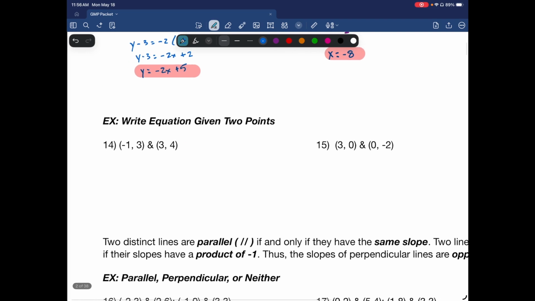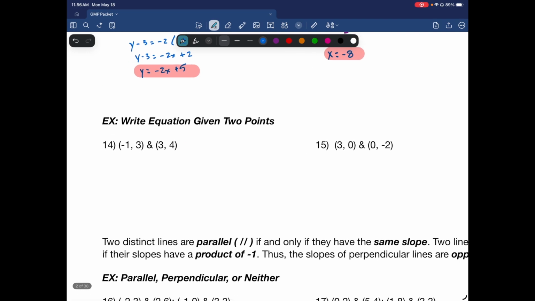Okay. Now, 14 says write the equation given 2 points. So the first thing we need to do, if we got 2 points, is to go find the slope. So the slope is 4 minus 3 over 3 minus negative 1. Get 1 over 4. So that's my slope. So I got y minus, and because I got 2 points to begin with, it doesn't matter which one you choose. You just need to pick one to start the process.